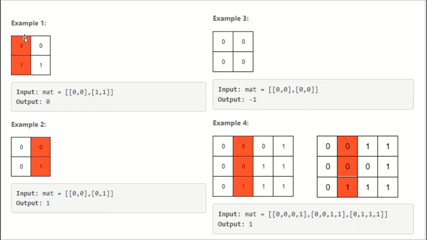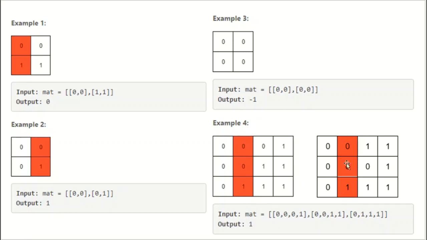In this example, the leftmost column with a 1 is the 0th column, and they're numbered 0, 1, 2, 3. So our output would be 0. And in this example, the leftmost column with a 1 is 1. So the output would be 1. And in this example, there are no columns with a 1 in them. So the output would be -1. And in this example, the leftmost column with a 1 is 1. So the output would be 1.